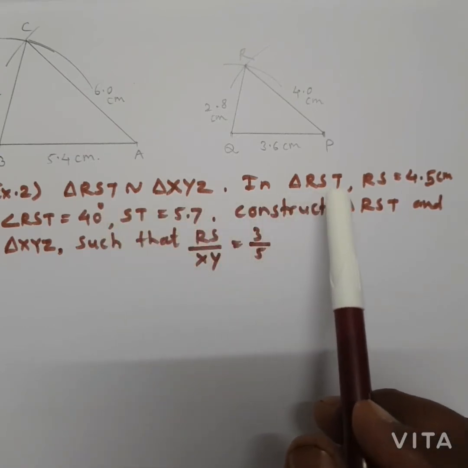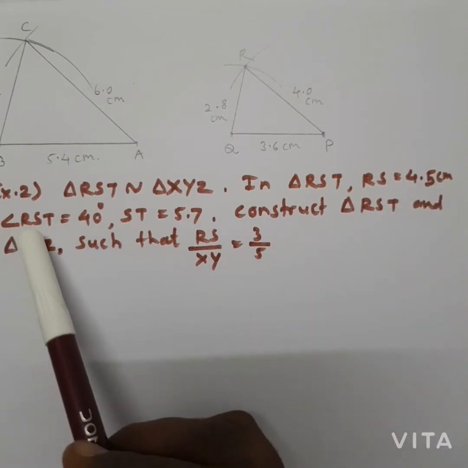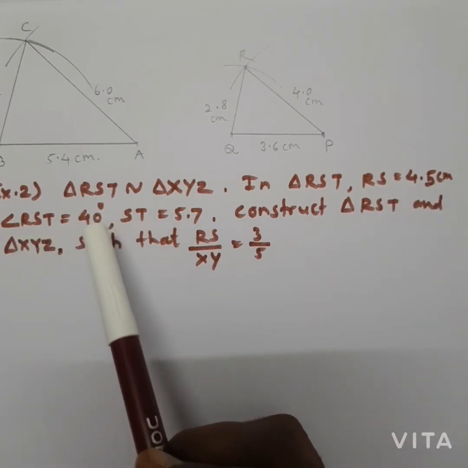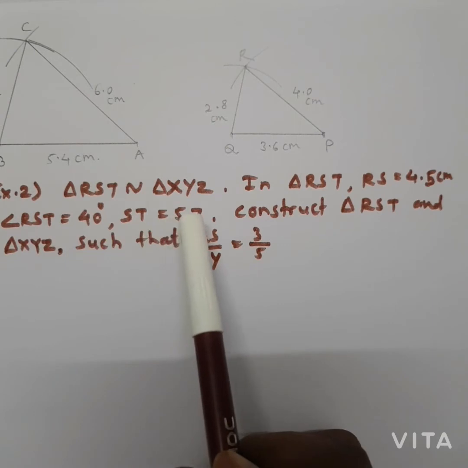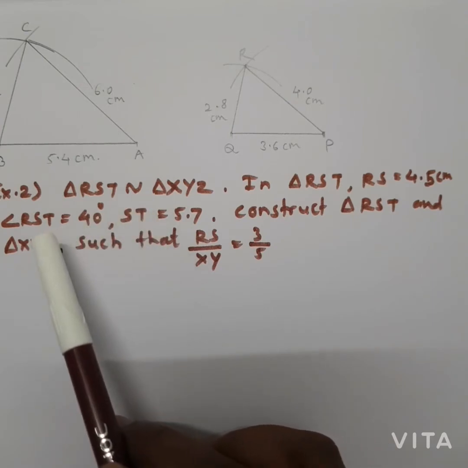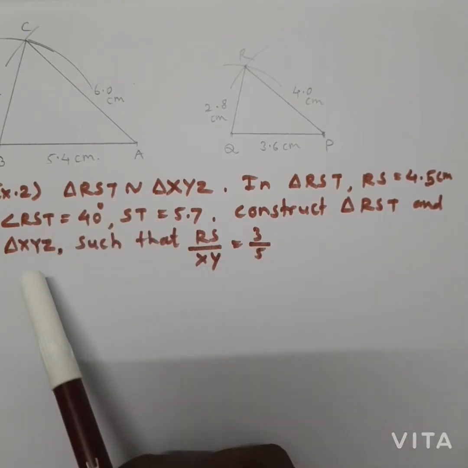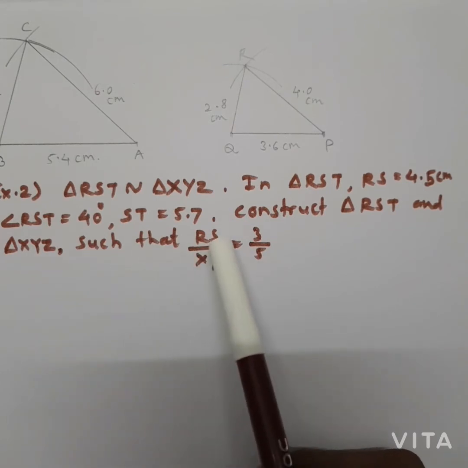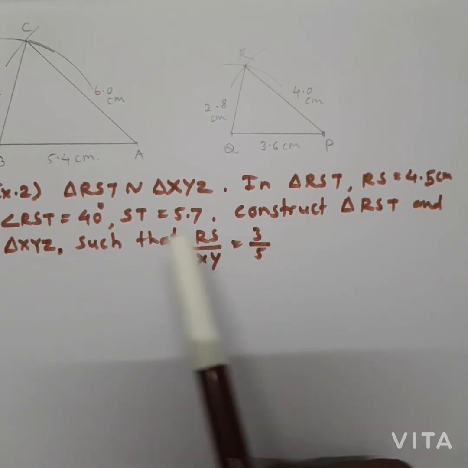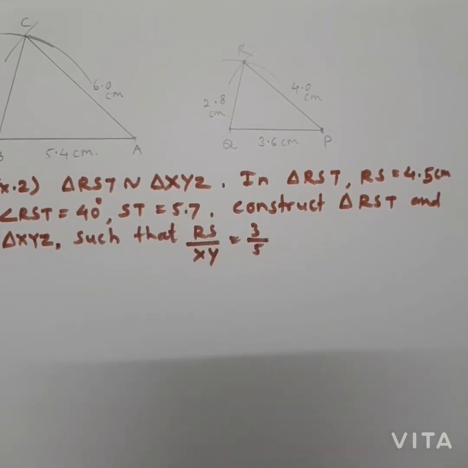In triangle RST, RS is equal to 4.5 centimeter, angle RST is equal to 40 degree, and ST is equal to 5.7 centimeter. That is, here two sides and the angle between them are given. Construct triangle RST and triangle XYZ such that RS upon XY, the ratio of corresponding sides, is 3/5.